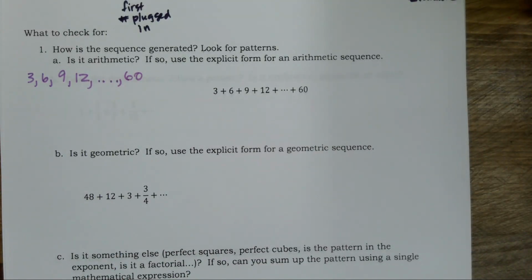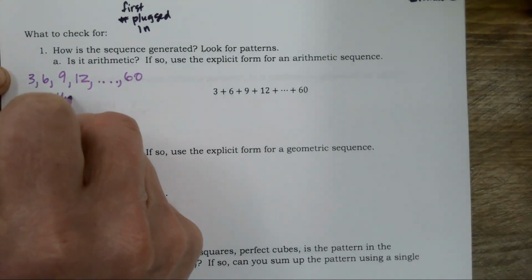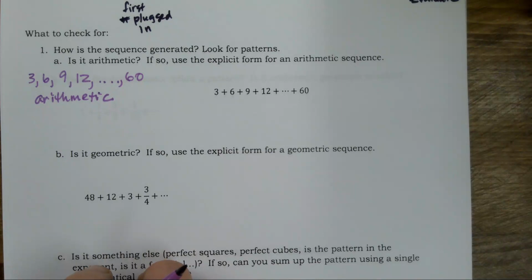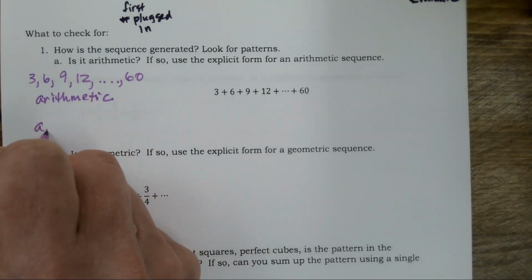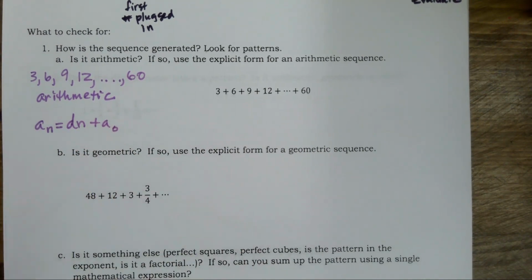It's actually an arithmetic sequence. And even though it's not limited to this, plus 3, plus 3, plus 3, plus 3, we usually write it this way because it is a quick, foolproof way that will work every time I have an arithmetic sequence. And that is, a sub n equals dn plus a sub 0. I just use that explicit form, and I plug it in that way.